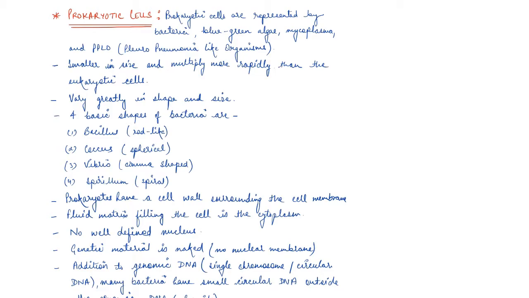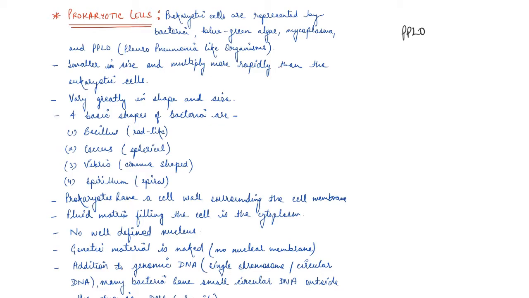Now prokaryotic cells are basically represented by bacteria, blue-green algae, mycoplasma and pleuropneumonia-like organisms, which are also known as PPLO, right? So basically, these organisms are generally smaller and they multiply very rapidly compared to the eukaryotic cells that you see, right?